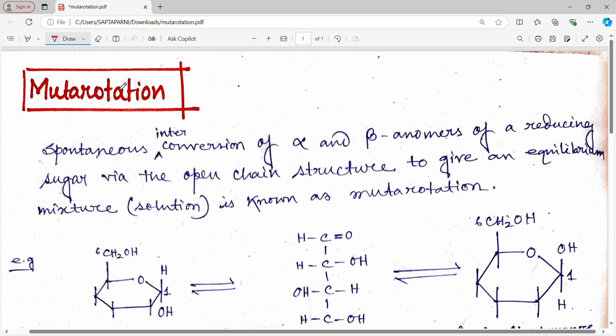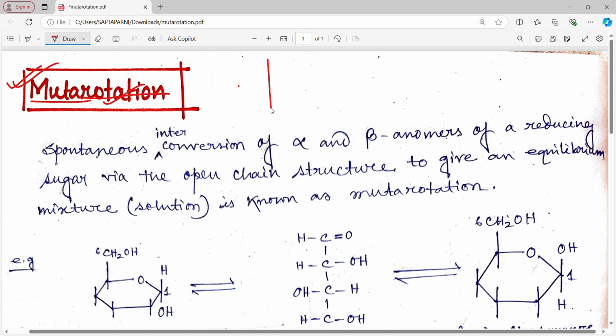So in today's video, we are going to discuss a term related to the chemistry of carbohydrates known as mutarotation. From the name, it is evident that it is talking about the mutation or slow changes in the optical rotation. Okay, now first of all, what is optical rotation?